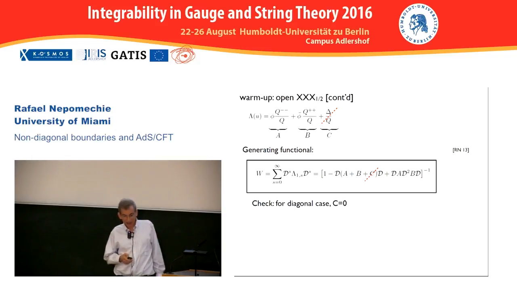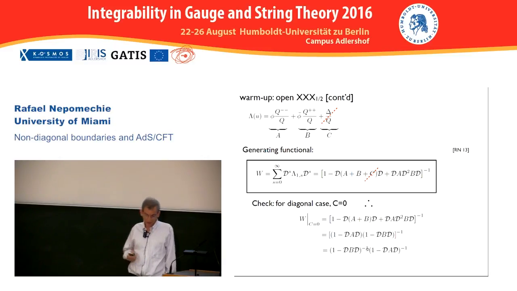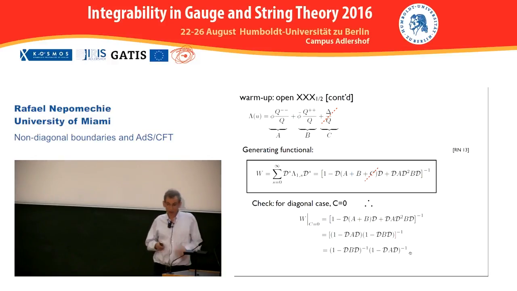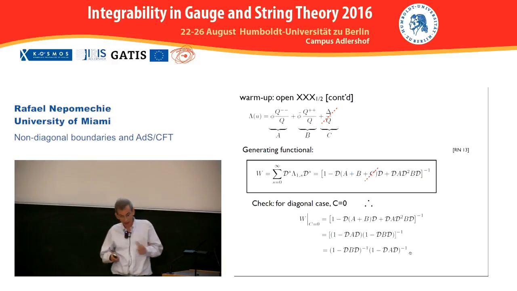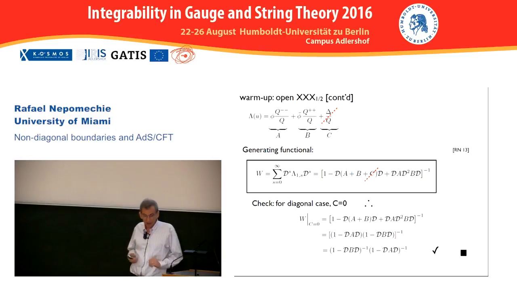And one can make an easy check. If I go to the diagonal case in which this δ drops out and this C is 0, then you realize that the thing inside the square brackets becomes this, and you realize that it can be factored into this expression. And that's just exactly what we had before, which is what you have for the open chain with diagonal boundary conditions. So I think you can believe it. And that concludes the warm-up.